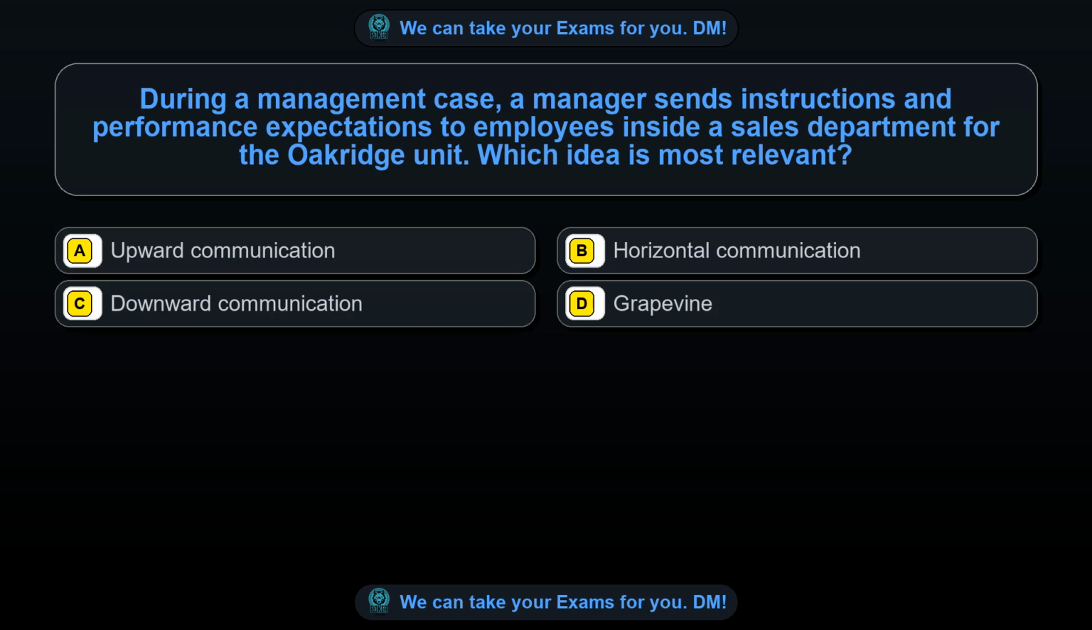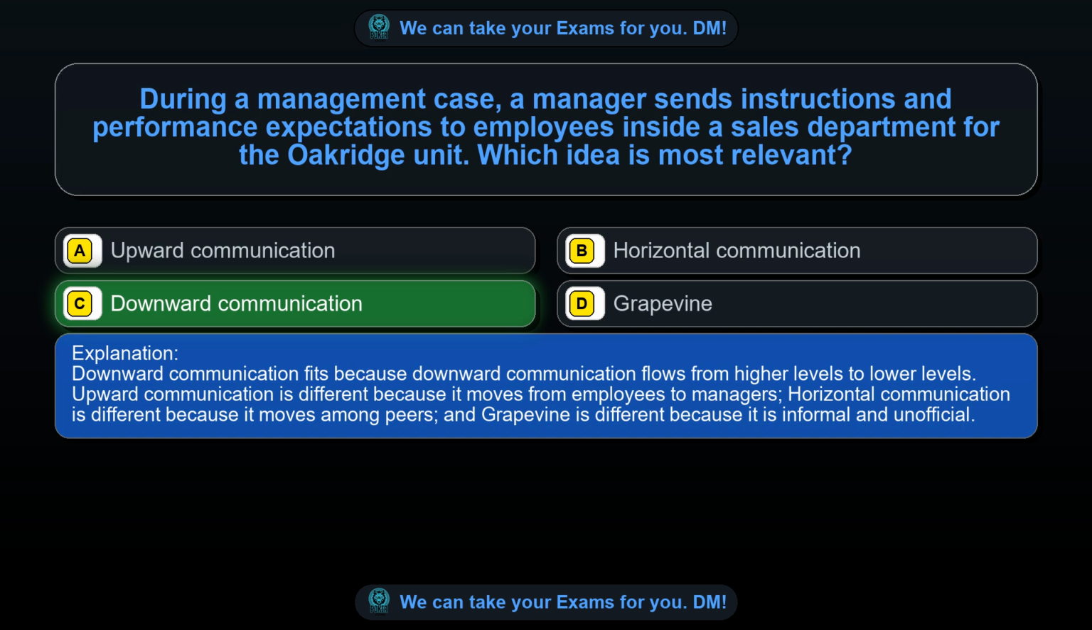Question 66. During a management case, a manager sends instructions and performance expectations to employees inside a sales department for the Oak Ridge unit. Which idea is most relevant? Option A, upward communication. Option B, horizontal communication. Option C, downward communication. Option D, grapevine. The correct answer is option C, downward communication.